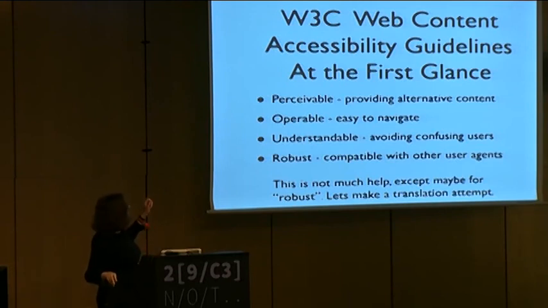So this is from the Web Content Accessibility Guidelines version 2.0. The guidelines are divided into 4 categories. The version 1.0 had 14 categories.